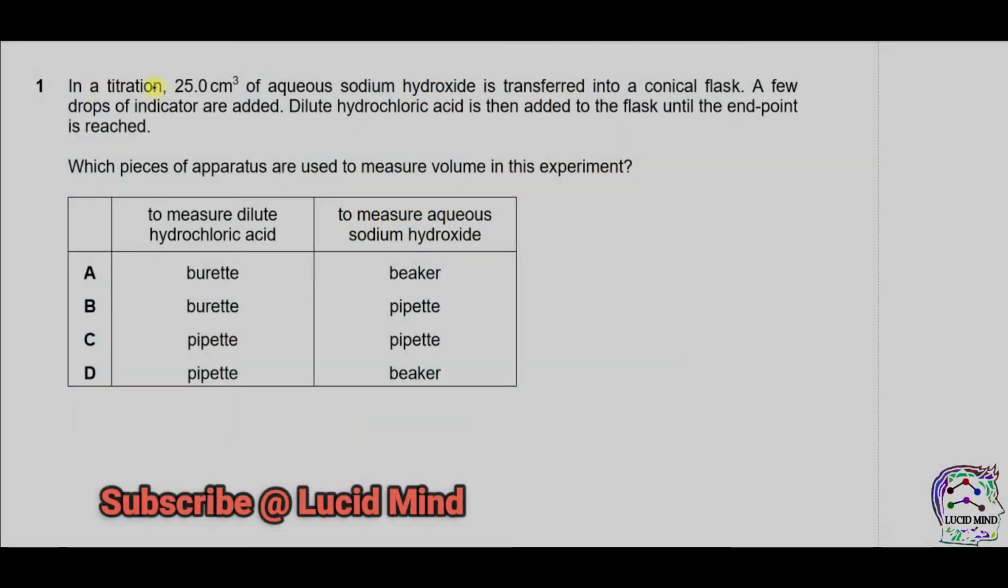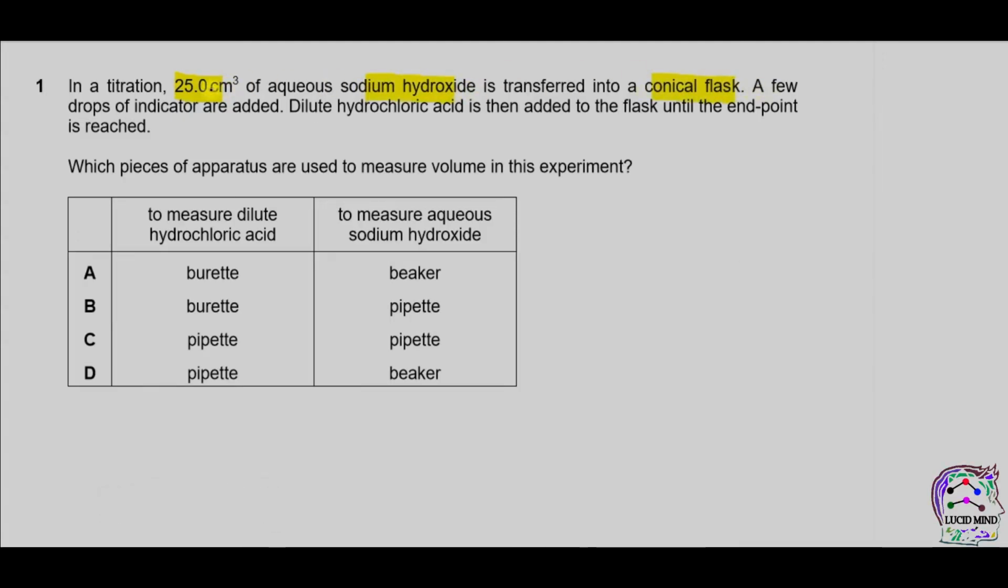Question 1. In titration, 25 cm³ of aqueous sodium hydroxide is transferred into a conical flask. A few drops of indicator are then added. Dilute hydrochloric acid is then added to the flask until the endpoint is reached. Which pieces of apparatus are used to measure the volume in this experiment?